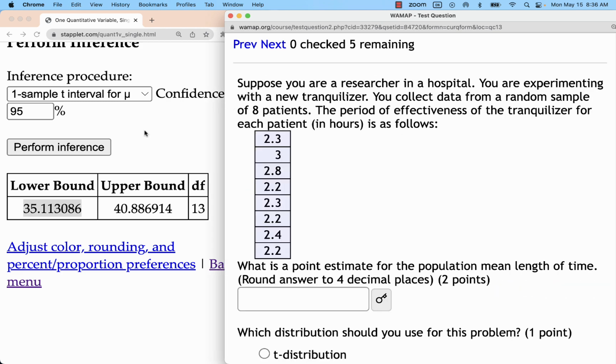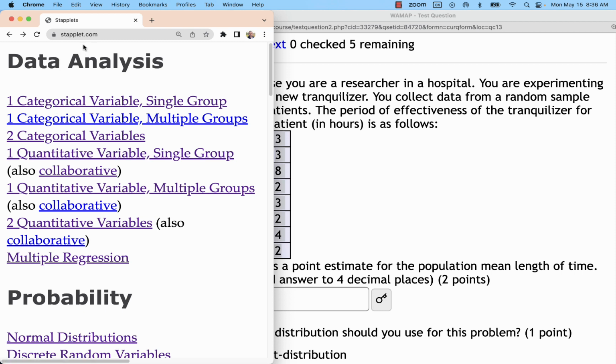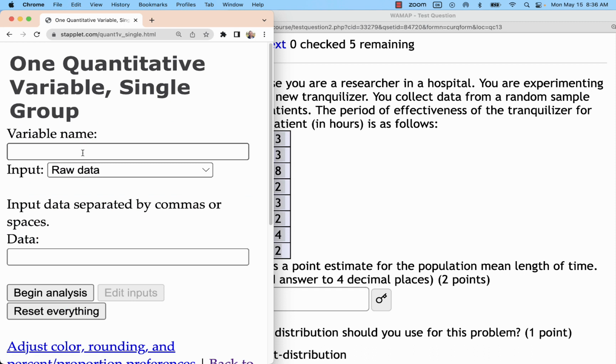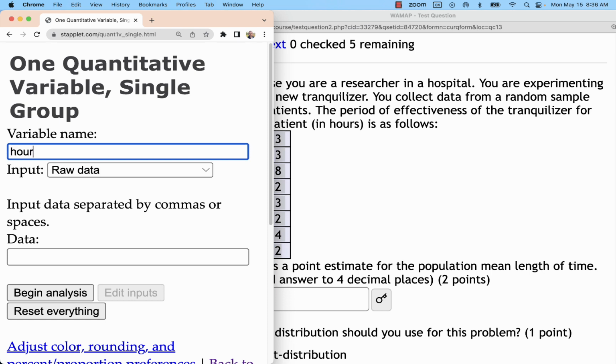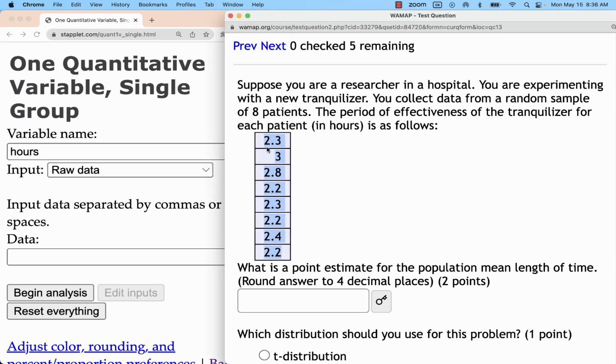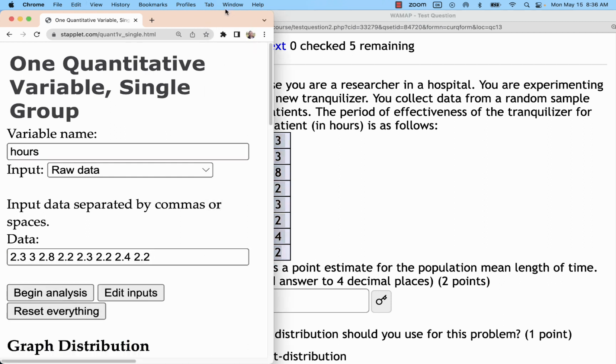Here is another version of the problem where we have raw data. When we have raw data, we're going to go all the way back to stapplet.com, starting with one quantitative variable single group, and here it's already set to raw data. So this one, we have the period of effectiveness in hours. If you want to just put hours or even leave it blank, that is okay. And then I'll copy the data and paste those in and begin analysis.